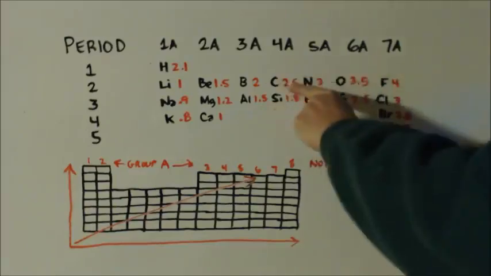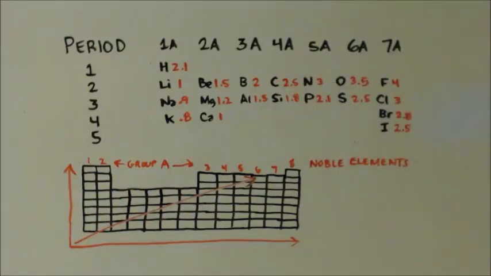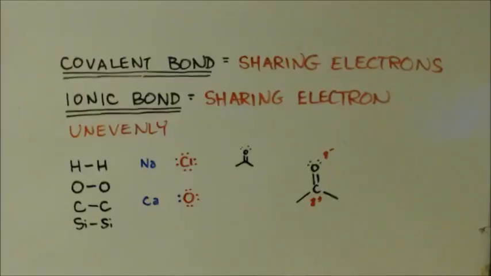Like if you have a carbon, 2 carbons, right? What's the difference between 2.5 and 2.5? It's 0. That's definitely lower than 2. So that's a covalent bond. All right, so what is a covalent bond? A covalent bond is just a bond between atoms where they're sharing the electrons evenly.